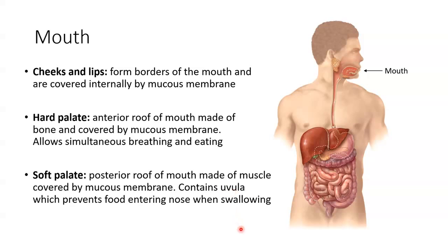Within our mouth, we also have obviously the teeth, the salivary glands, and the tongue. But these are classified as our accessory digestive organs, and so we will talk about those structures specifically in a few learning objectives to come.